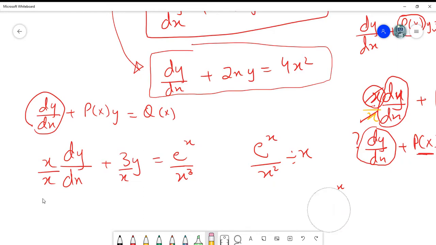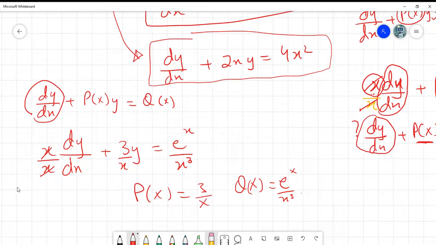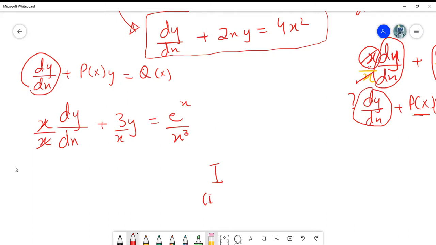Now that we've divided everything by x, we can simplify, and as you can see, this is now in the required format. P of x is 3 over x, whereas q of x is e to the power of x over x cubed. Once you have established that your equation is in this form, all you have to do is find something known as the integrating factor, denoted by I.